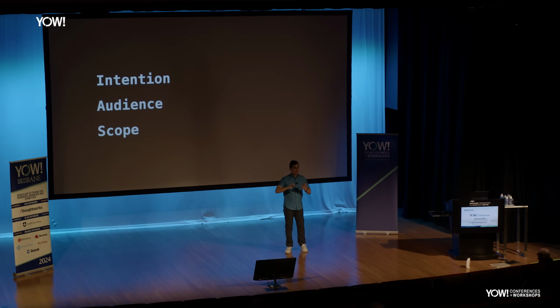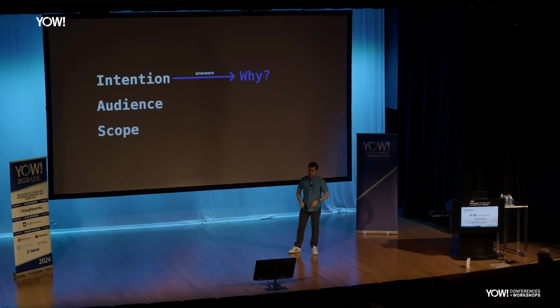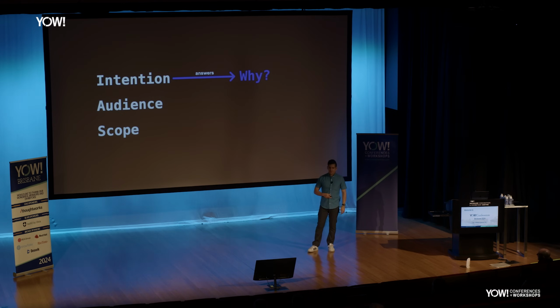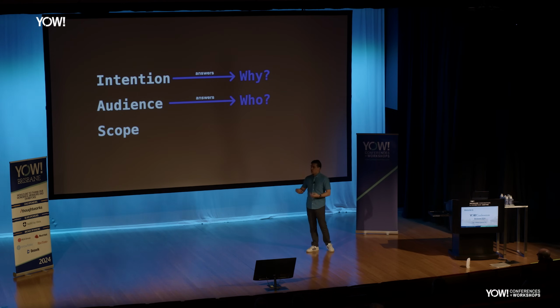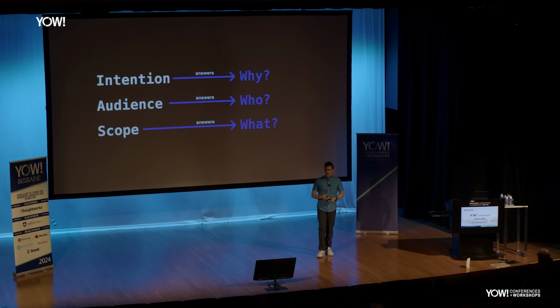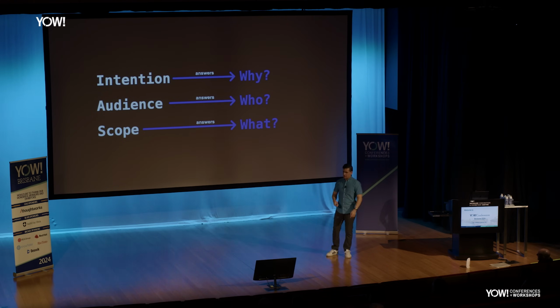What do you want to include? What do you want to omit? And so in general, intention answers why are you making the diagram, audience determines who you're making the diagram for, and scope determines what is going to be included in this diagram.